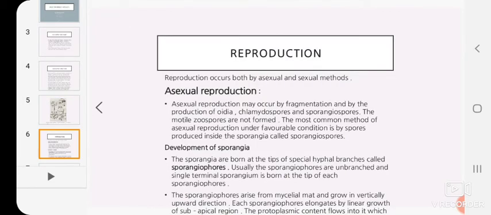Now you see here, we'll discuss reproduction. Two types of reproduction take place: asexual reproduction and sexual reproduction. Asexual reproduction takes place by fragmentation, production of oidia, chlamydospores, and sporangiospores. But in this case, zoospores are not formed. Asexual reproduction takes place during favorable conditions by the spores, and these sporangiospores are produced in the sporangia, and the sporangia are developed on the erect hyphae known as sporangiophores.